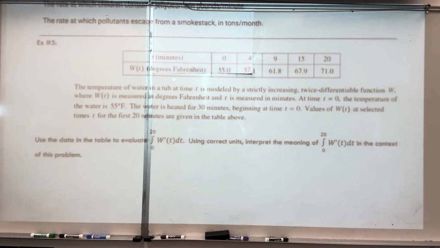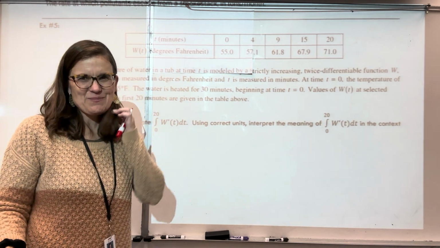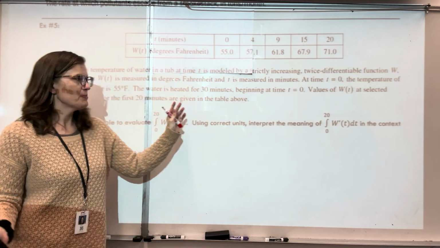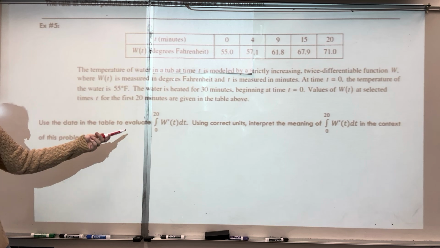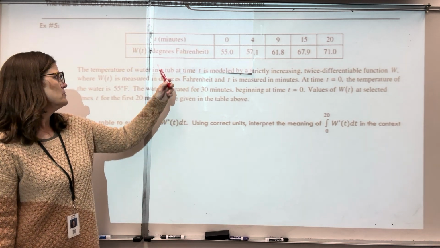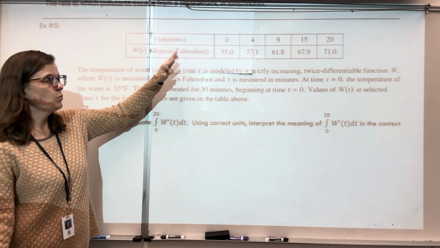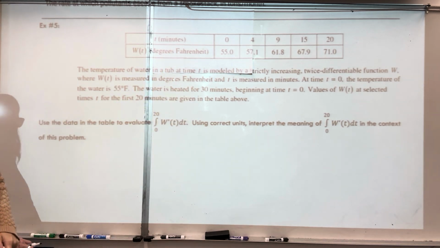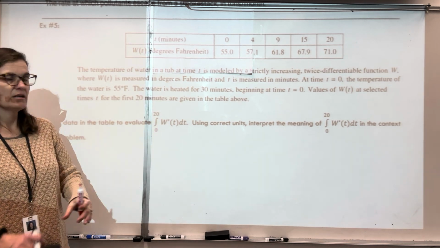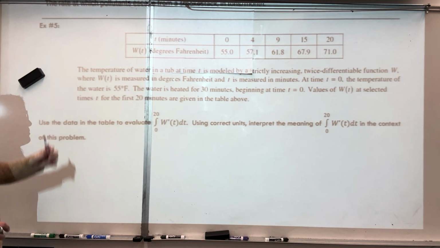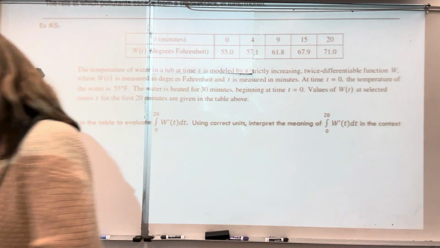So here's a real life example. I think we actually saw this in one of our Riemann sums or trapezoidal sums the other day. I remember a group drawing a very lovely picture of a tub of water. They gave you this table, and they're telling you that these are the values of the temperature of the water at these certain times. It says use the data in the table to evaluate the integral from 0 to 20 of w prime of t. Using correct units, interpret the meaning of this. So I want you to go and try that on your own.